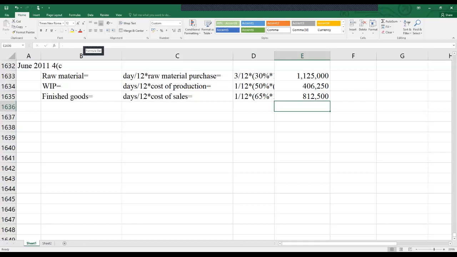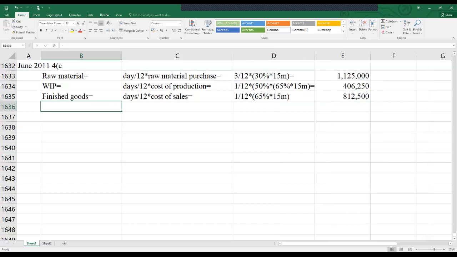It's 12,500, and therefore the finished good investment. Okay. Now that you're done with the raw material, sorry, with inventory, next we can do is the receivable. The next working can be on the receivable. Let me just expand this for those who want to see the markings. Yes, so that is it.